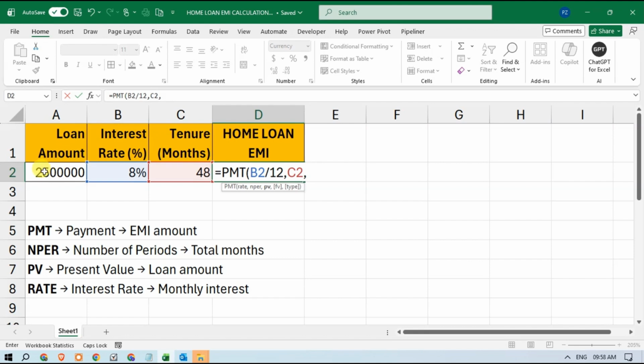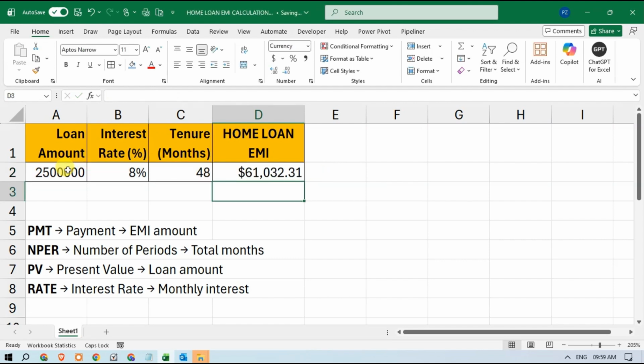So loan amount here, 25 lakh. So use here the minus sign, and after that select the loan amount, close the bracket, and press enter to calculate the loan EMI. So that's it. Here the 61,000, your EMI is calculated.